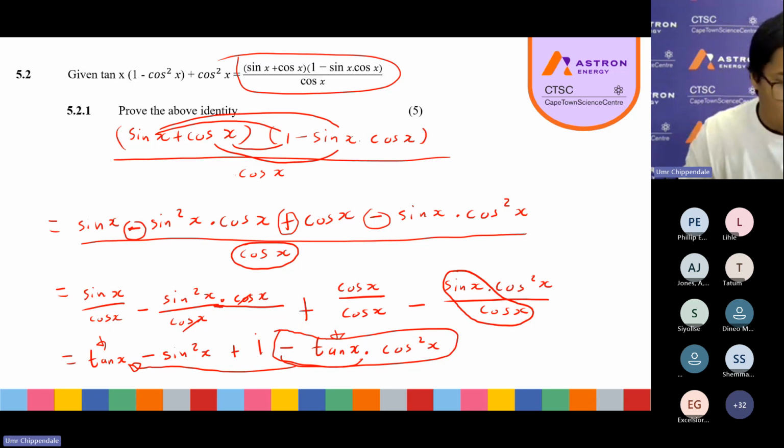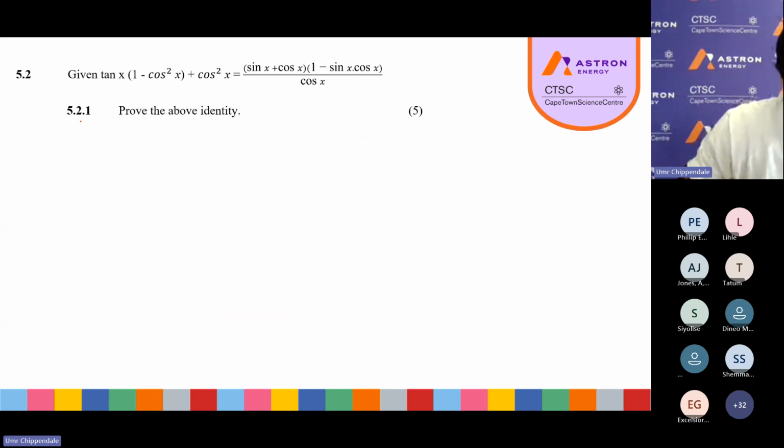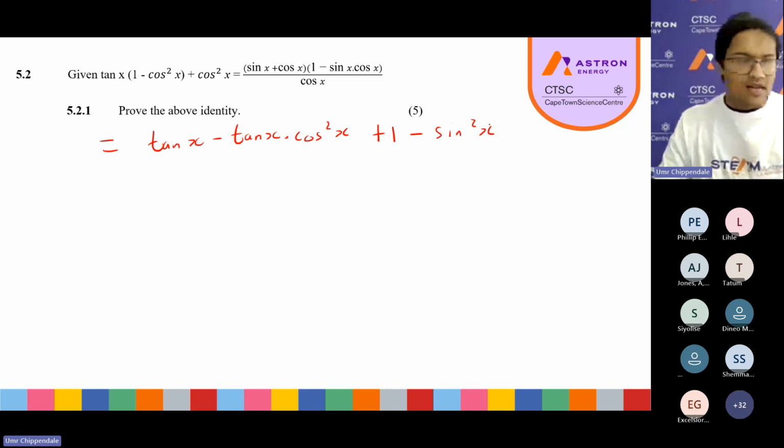As you can see, this is a positive 1 that I have over here. So we can move that around freely. And this ends up being minus sine squared x. So now all I'm doing is moving things around. This is how it's going to look: equal to tan x minus tan x squared times our cos squared x plus 1, just to make it a bit easier. Then we end off with our sine squared x. So we have it like this.